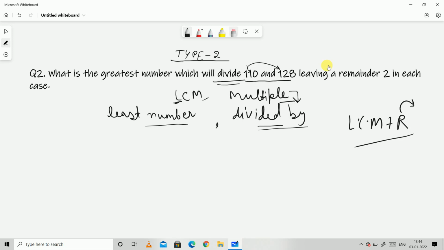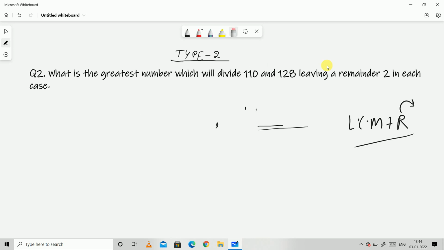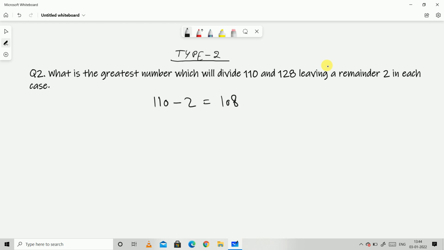But in case of HCF, what we need to do is subtract the remainder from the given numbers. Okay, first you need to subtract the remainder from the given numbers. So I'll subtract 2 from 110, I will get 108, and I will subtract 2 from 128, so I'll get 126. Now I will find out the HCF of these new numbers, 108 and 126. So let's find that out.